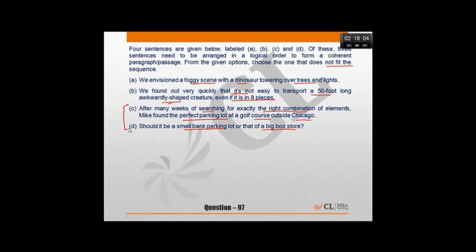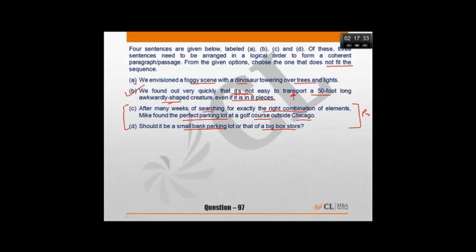C and D should be connected. Both of them are talking about some kind of a parking lot. They are trying to search for a parking lot. So C, D have to be connected. What about A, B? We envisioned a foggy scene with a dinosaur towering over trees and lights. We found out very quickly that it's not easy to transport. This is talking about transportation. This is talking about parking. So possibly B should be the answer. But with A, can I connect A? C, D definitely there. Most probably B should be the answer. I'll go with B. Not 100% sure.